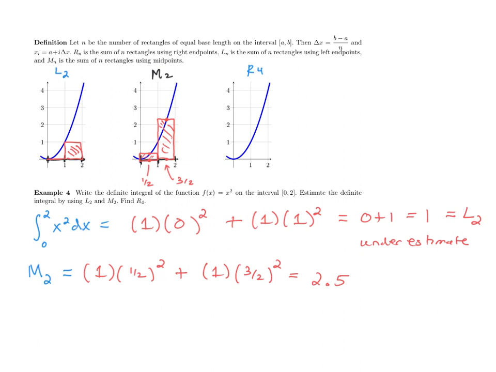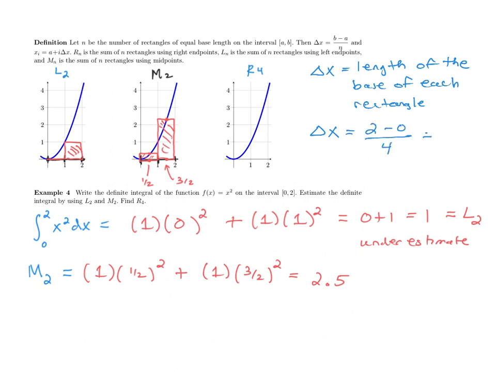How do I know this? You can think of it as a formula. Let's call delta x the length of the base of each rectangle. It's very easy to compute that. You can take the length of the interval, which is from 0 to 2, and you can divide it into 4 equal pieces. This is 2 over 4, or simply 1/2.